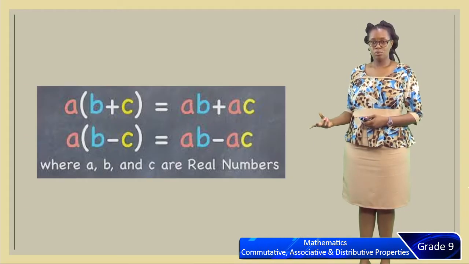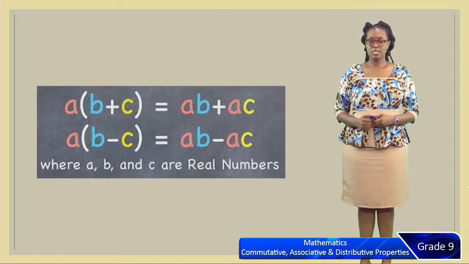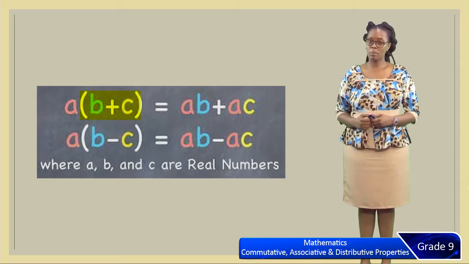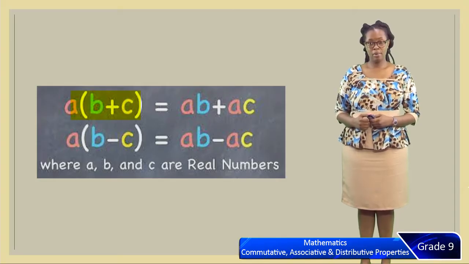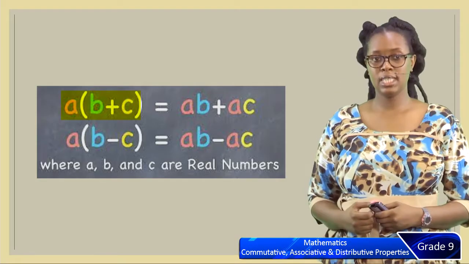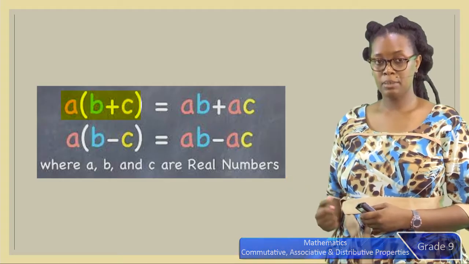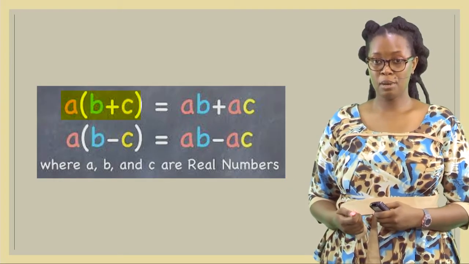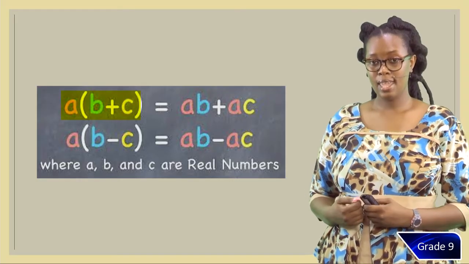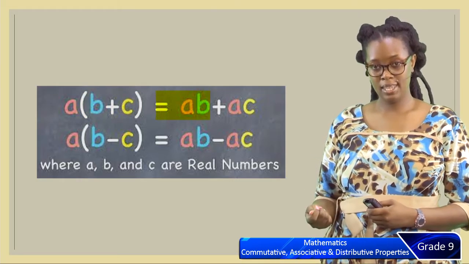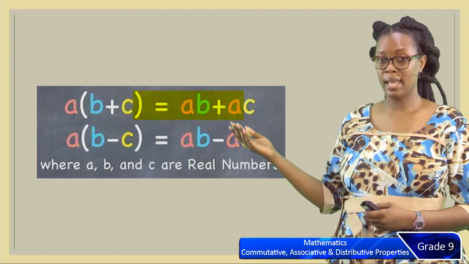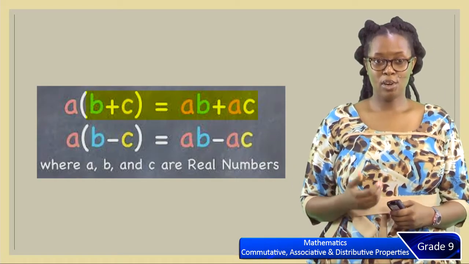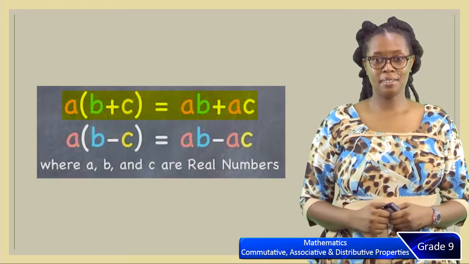So the general rule for the distributive property: if we have B and C being added together in one bracket and both are being multiplied by A, we would read this as A multiplied by B plus C. We would have to distribute the term outside. So the A would have to multiply the B and the A would have to multiply the C. And then we have to add them because the B and the C are being added together.